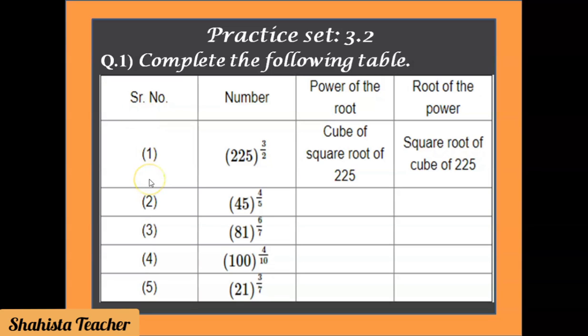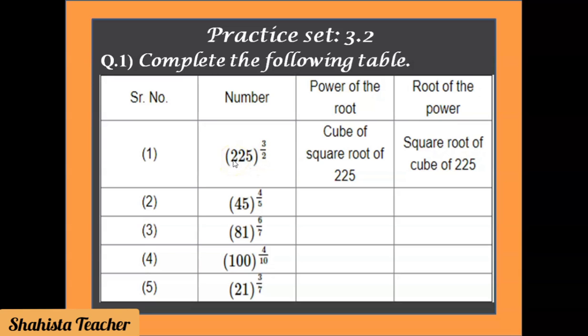First, here sub question 1. Sub question 1 is solved. So on the basis of sub question 1 we will solve the remaining sums. So first understand sub question 1. Sub question 1 says 225 to the power 3 upon 2. Now this 3 upon 2 is written in rational number form. 3 is the numerator and 2 is the denominator, where the denominator is not equal to 0. You can see here the denominator is not equal to 0. The denominator number is 2. Okay, so 3 upon 2: 3 is the power and 2 is the root. Here 225 is the base.